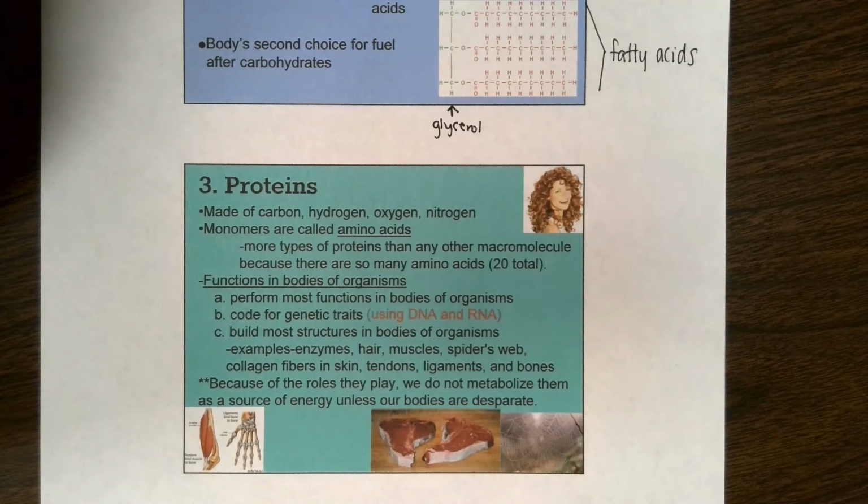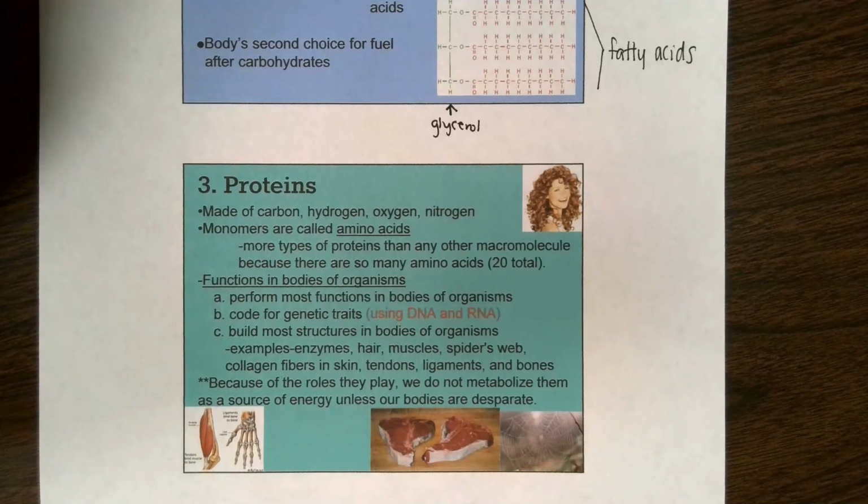This picture right here of these steaks, to mention that, so the white, you probably already know that's fat, so that's a lipid, and then all of the red tissue, if you eat a steak, that's muscle. If you eat a chicken breast, that muscle is protein. Okay, if you eat a chicken breast, that's protein.